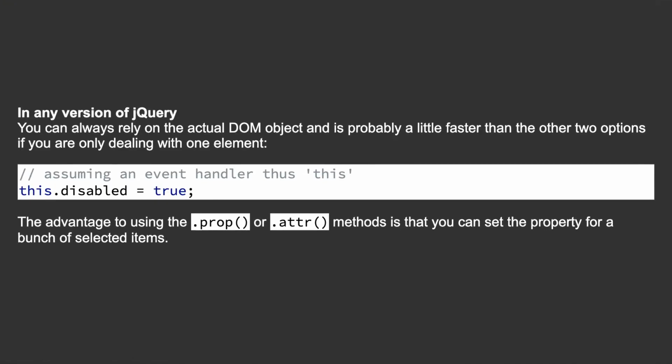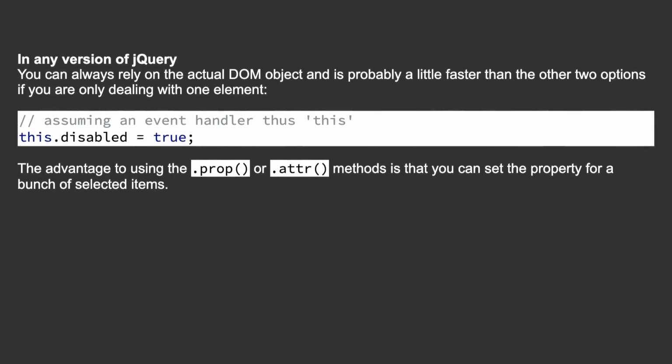In any version of jQuery, you can always rely on the actual DOM object, and this is probably a little faster than the other two options if you are only dealing with one element. Assuming an event handler, this.disabled = true. The advantage to using the .prop() or .attr() methods is that you can set the property for a bunch of selected items.